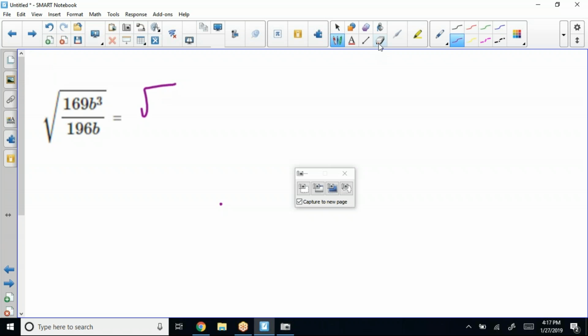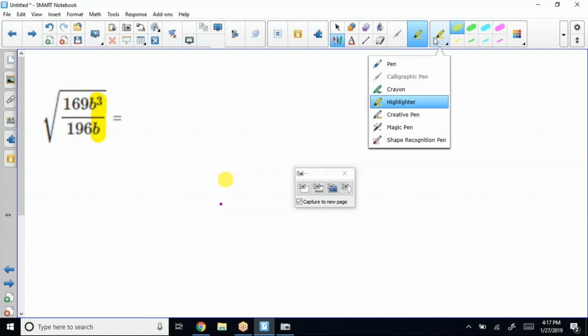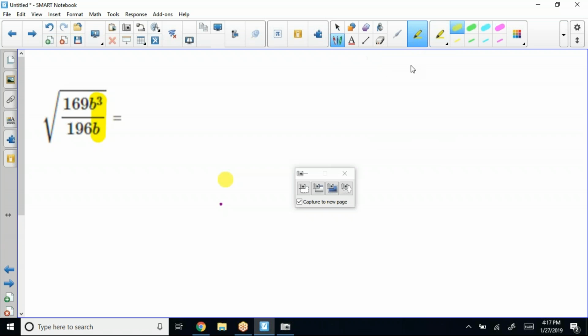Let's do this first. It will make it a little bit easier. Let's go ahead and take care of this right here. Let's not worry about the numbers per se, because 169 and 196 are perfect squares, so I'm not concerned about that. But if I leave the b in there, when I split it, I'll have to rationalize.